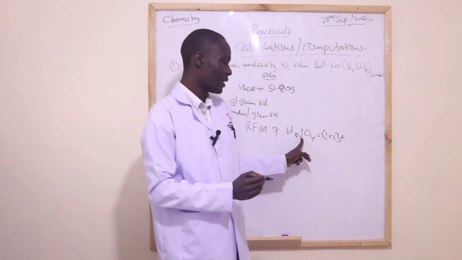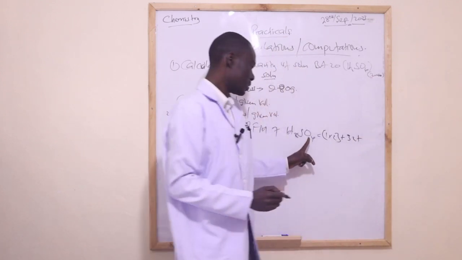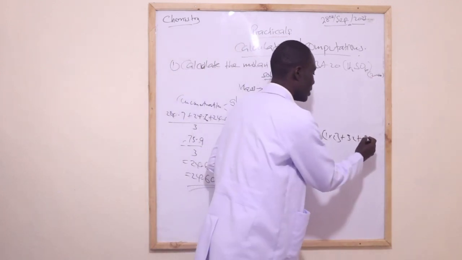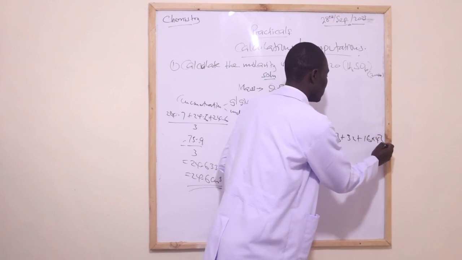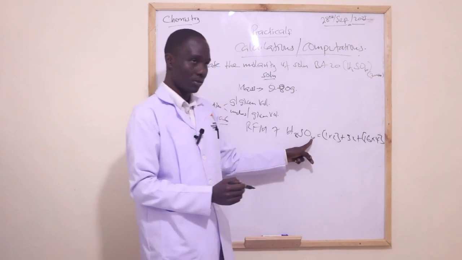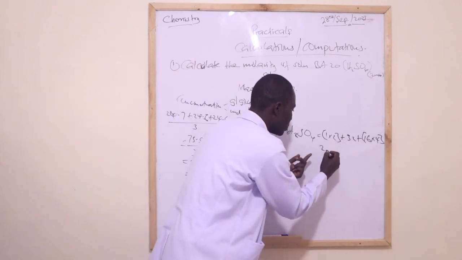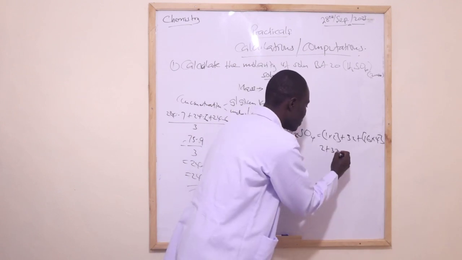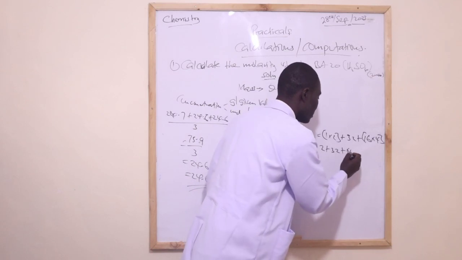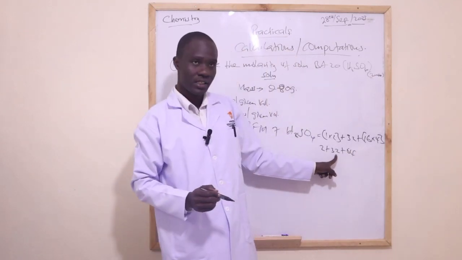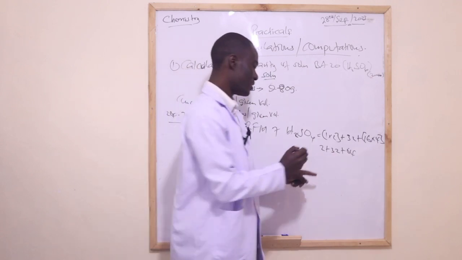Sulfur has an RM of 32. Oxygen, 1 atom, has an RM of 16, times 4, because there are 4 atoms of oxygen in this compound. So in this case, we have 2 plus 32 plus 16 times 4, which gives 64. Add 64 to 32, you get 96. 96 plus 2, you get 98.